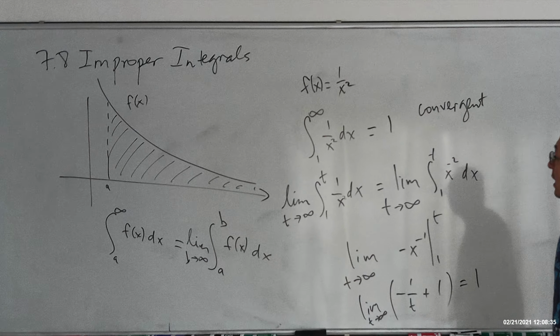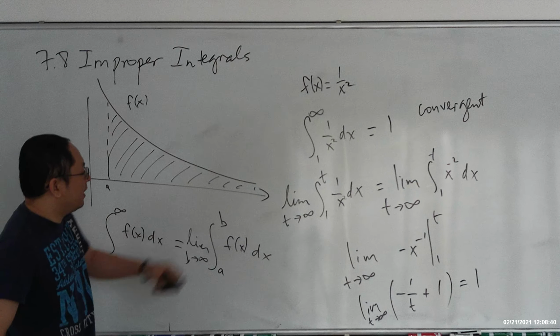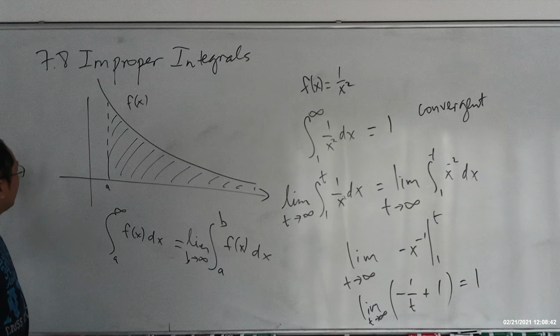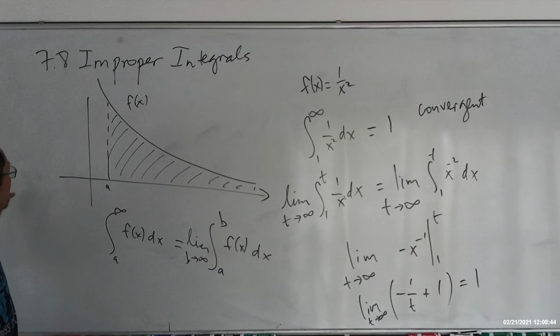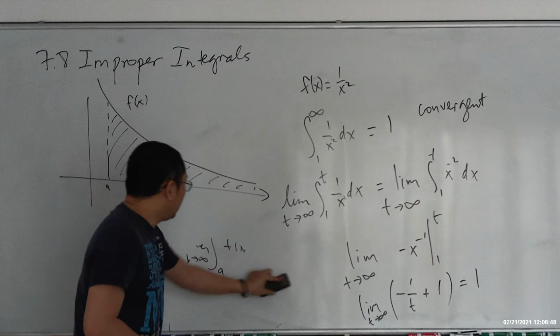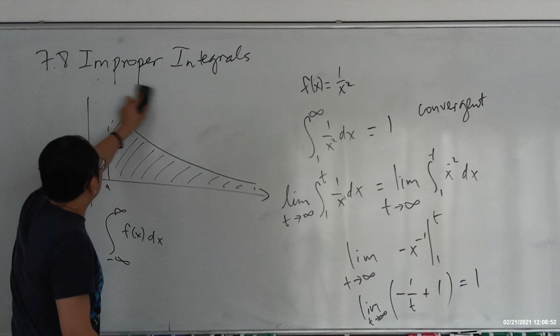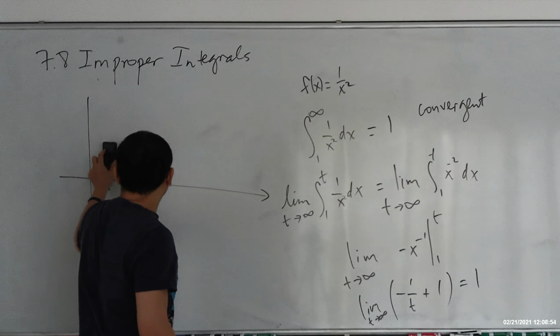Okay, that's the first type. So I showed you the integral from a constant to infinity. By similarity, you can calculate this by applying the same idea. You can have the integral from negative infinity to a constant, or even more general than that, something like the integral from negative infinity to positive infinity.